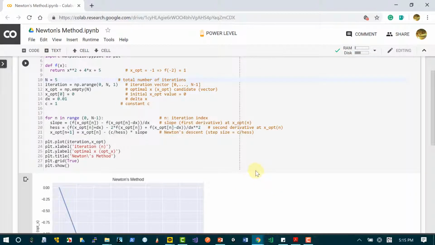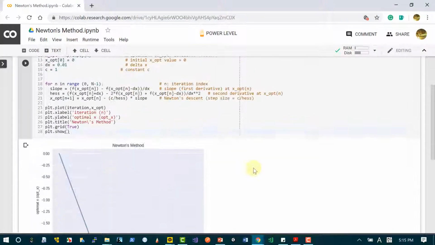Extremely fast. But there's a cost because we need to compute this second derivative. This is Newton's method.